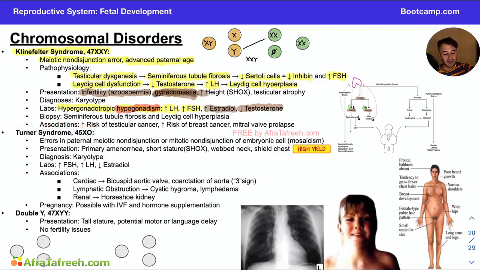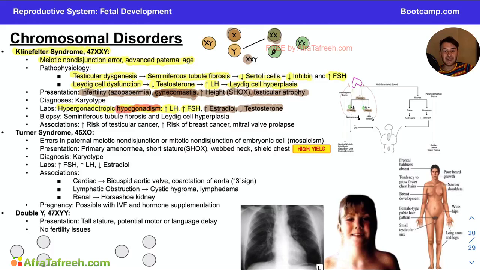Additionally, we're going to see an increase in height, and this is due to SHOX genes. And SHOX genes are going to be found on our X chromosomes, and we know we have an excess of X chromosomes here, so we have double the amount of SHOX genes, and so our patients are going to be really tall due to overexpression of these SHOX genes. Additionally, we're going to see testicular atrophy, and this was our main cause of all of our symptoms in the first place because we can't produce testosterone and we're having difficulties in our Leydig cells and our Sertoli cells.